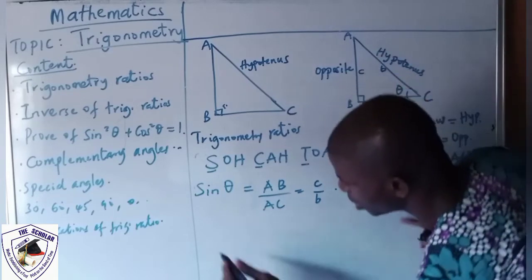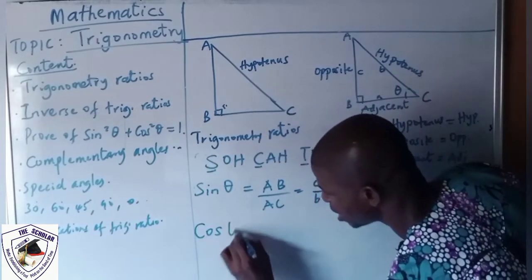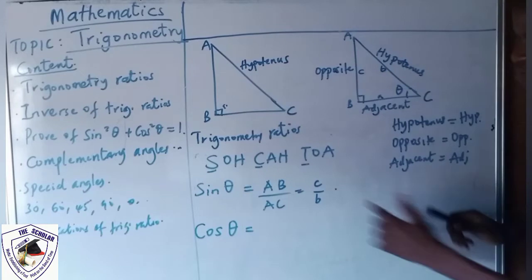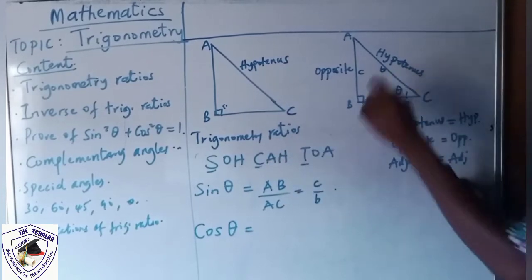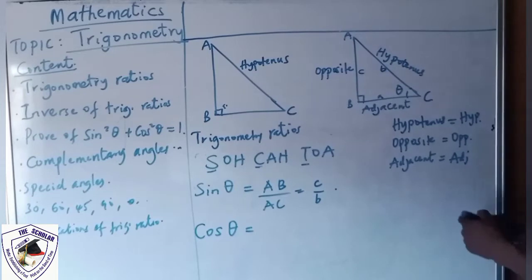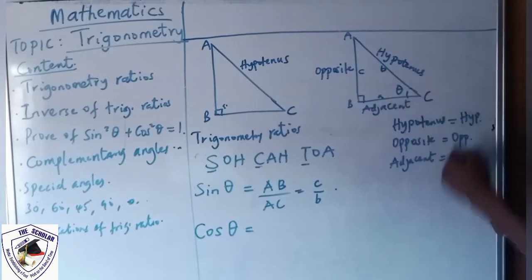Now let's go to the second one, cos theta. By definition, cosine is adjacent over hypotenuse. So let's go back to the diagram again. Where is our adjacent? This is it here, which is BC.